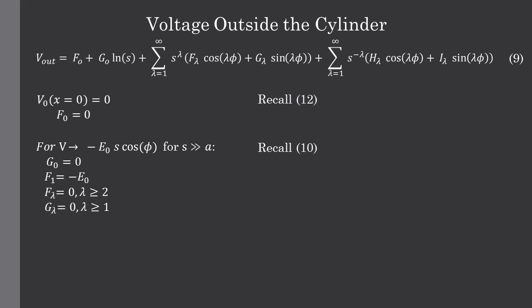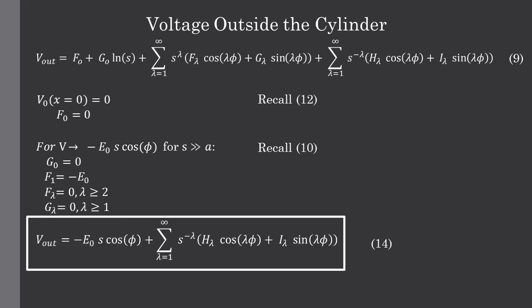Similarly, these s to the lambda terms are going to be growing as you move further away from the cylinder, so they're not going to disappear. We said the s to the 1 of the cosine phi is okay. So there's one term that's allowed. The F1 is allowed because we need it, because the voltage is not going to 0, it's going to minus E0 s cosine phi. The rest, though, the F of lambda for the higher lambda values and G of lambda for all lambda values 1 and greater, need to go away because they can't be allowed in the solution. And that gets us to equation 14.